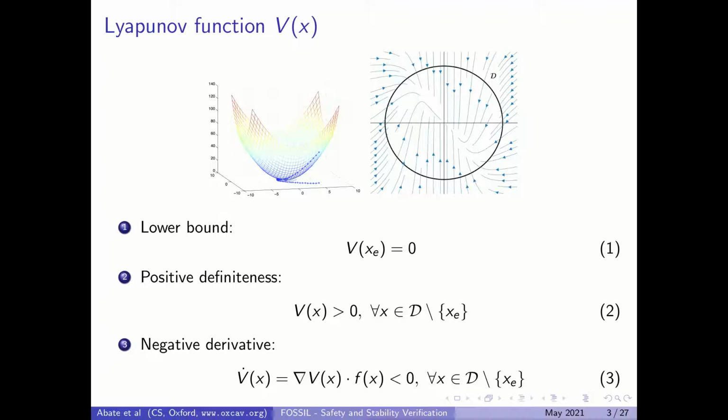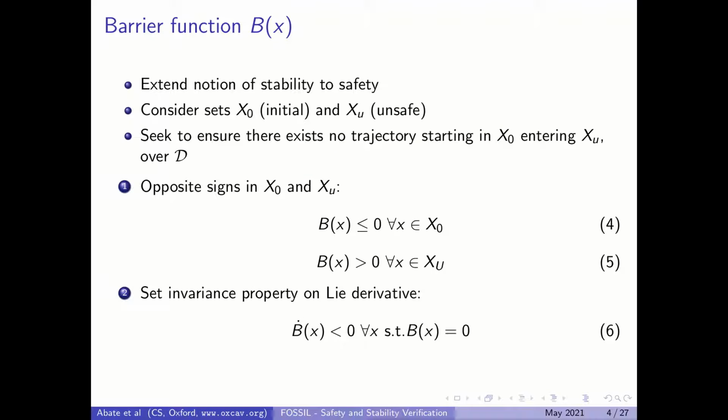If you're not familiar with Lyapunov functions, you can just easily interpret them as energy functions where the energy necessarily decreases with time. So now that we've characterized this notion of stability, we can extend it towards safety by now considering two given sets. Firstly, X0, a given initial set, and a given unsafe set XU. And the goal here is to ensure that there is no trajectory starting within this initial set that enters the unsafe set over some domain D. And if we can verify this, then this is our characterization of a safety problem.